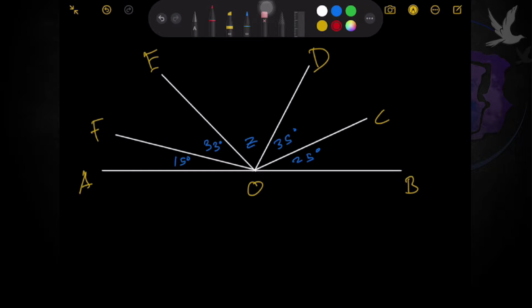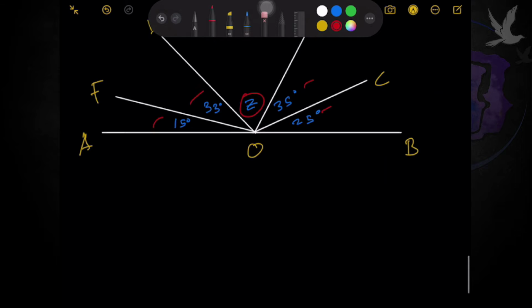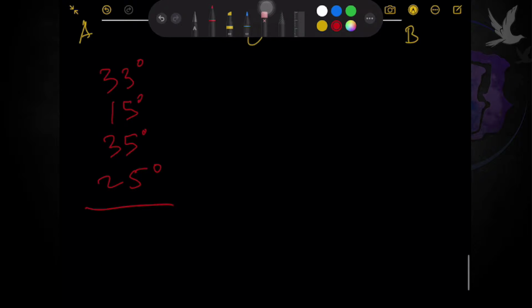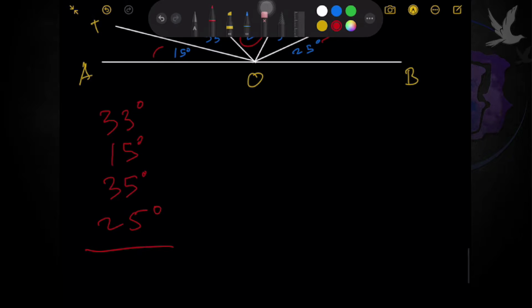Again, one missing, four given. So first things first is to add all the given. 35, 25, 33, 15. Those are all degrees. Please don't forget about the sign, because if there's no sign, I will consider it wrong. So adding all, 3 plus 5 plus 5 plus 5, which will give us 18. Then adding everything as well. 3 plus 1 is 4 plus 1, 5. That will give us 108.